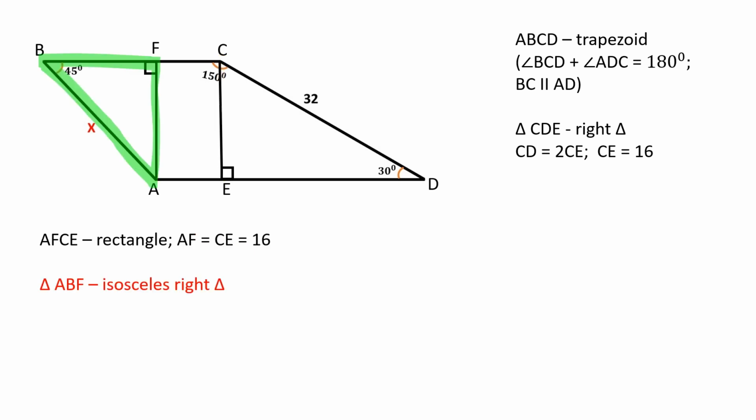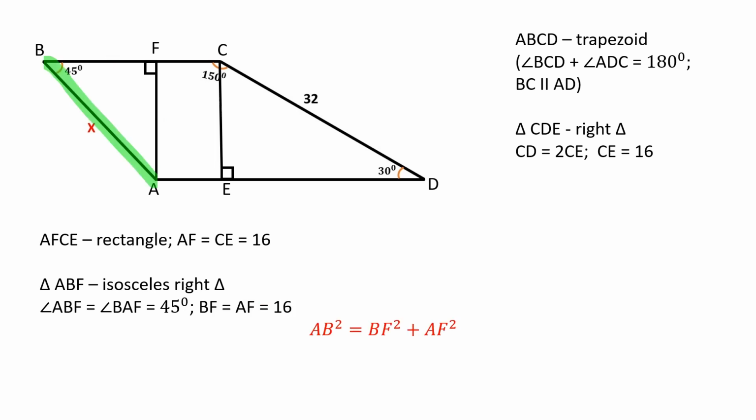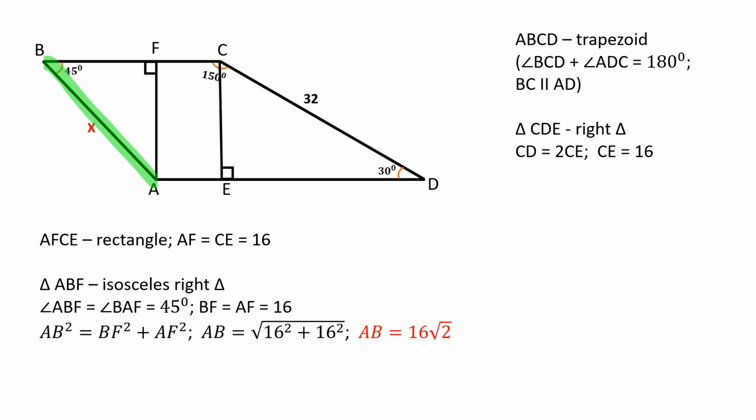Triangle ABF is a right isosceles triangle. Angles ABF and BAF are congruent and equal to 45 degrees. Therefore, BF is equal to AF and equals 16. We can find AB using the Pythagorean theorem. AB is equal to 16 square roots of 2.